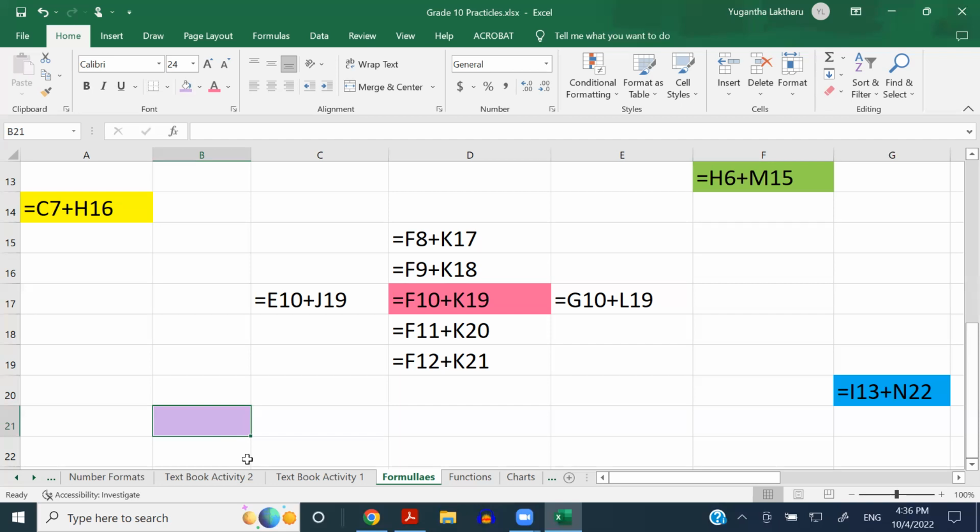Yes, copy the pink cell to the purple. Okay, here we go. Utkarsha, yes, that's correct. Kitmi, that's correct. Very good.